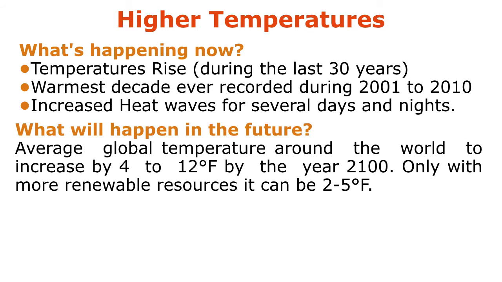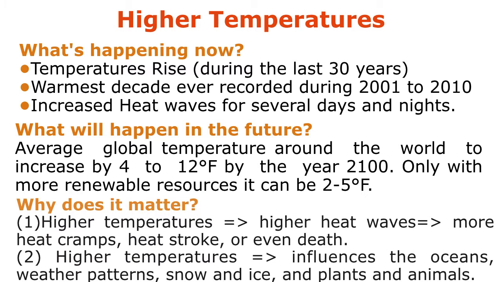And what will happen in future then? If people keep adding greenhouse gases into the atmosphere at the current rate, the average temperature around the world would increase by about 4 to 12 degrees Fahrenheit by the year 2100. If we make big changes like using renewable energy and resources and replacing fossil fuels and so forth, the increase will be a little lesser, maybe 2 to 5 degrees Fahrenheit.